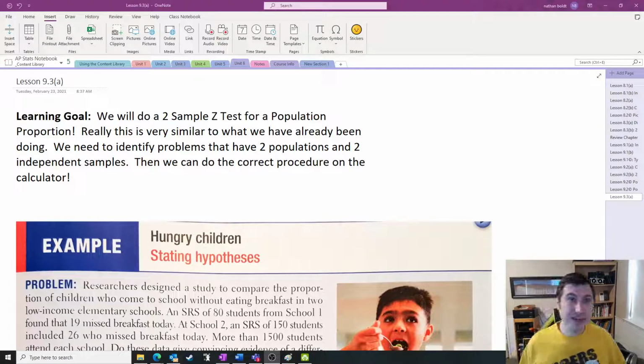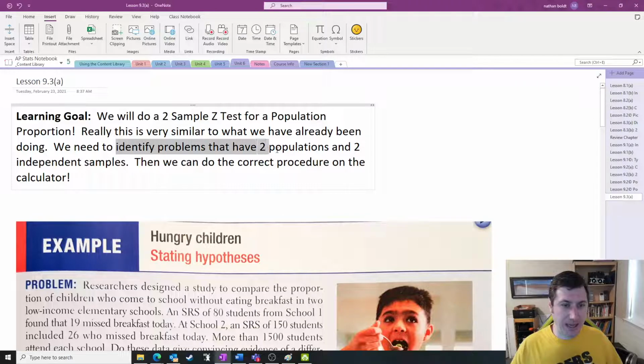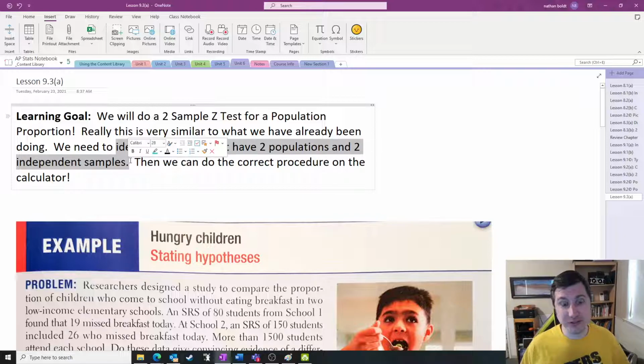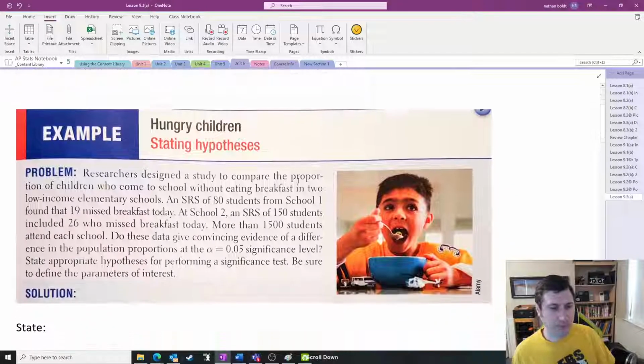The main thing we have to do is identify these problems as having two populations and two independent samples. Then you'll know what the correct procedure is to do. So let's take a look at this.